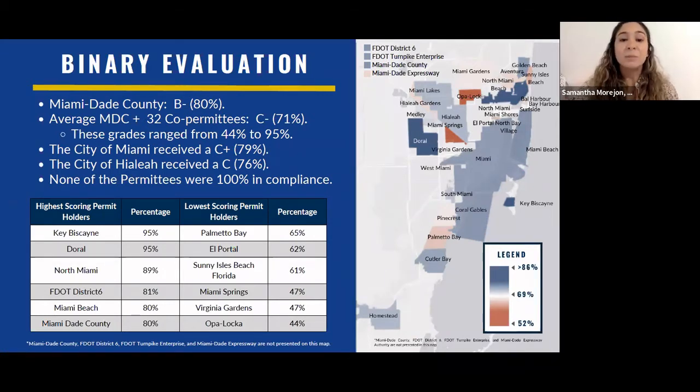There's a broad range in compliance though. We can see that the highest being Key Biscayne and Doral with 95%, whereas Opa-locka gets 44%, and Virginia Gardens right above that with 47.